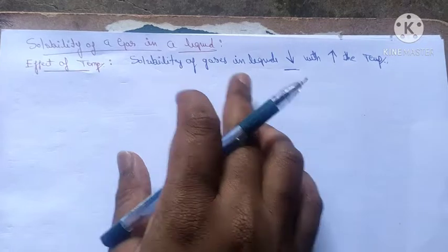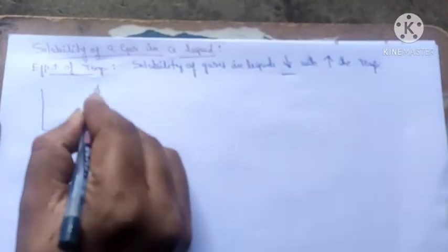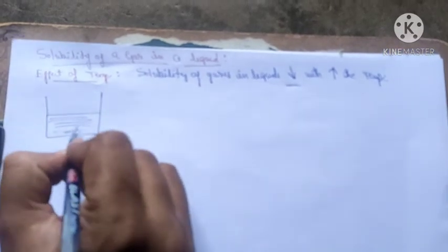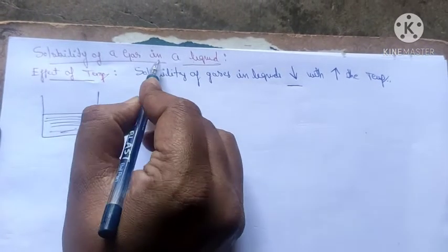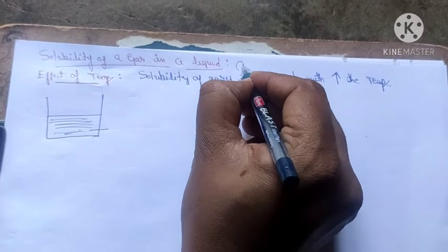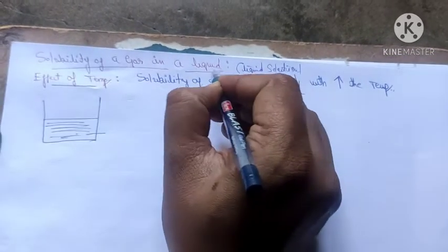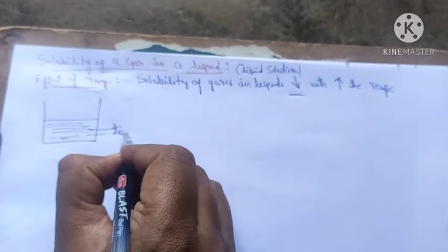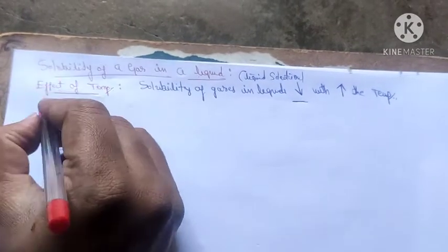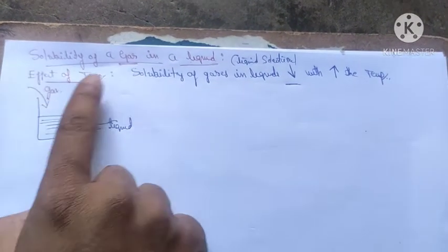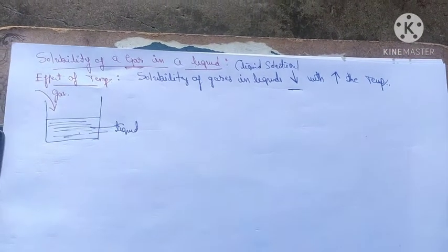What is indicated? Here this is one container, and in that they have a gas in a liquid. This is a liquid solution, the solvent is a liquid, and the solute added is gas molecules, the added gas particles.